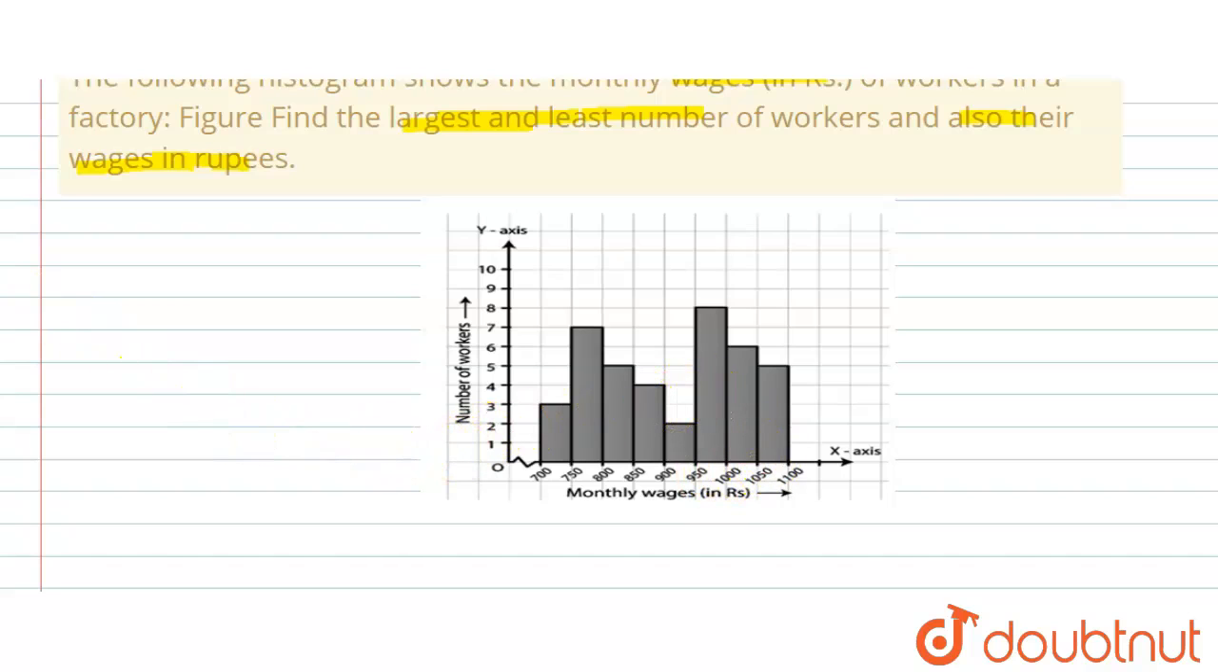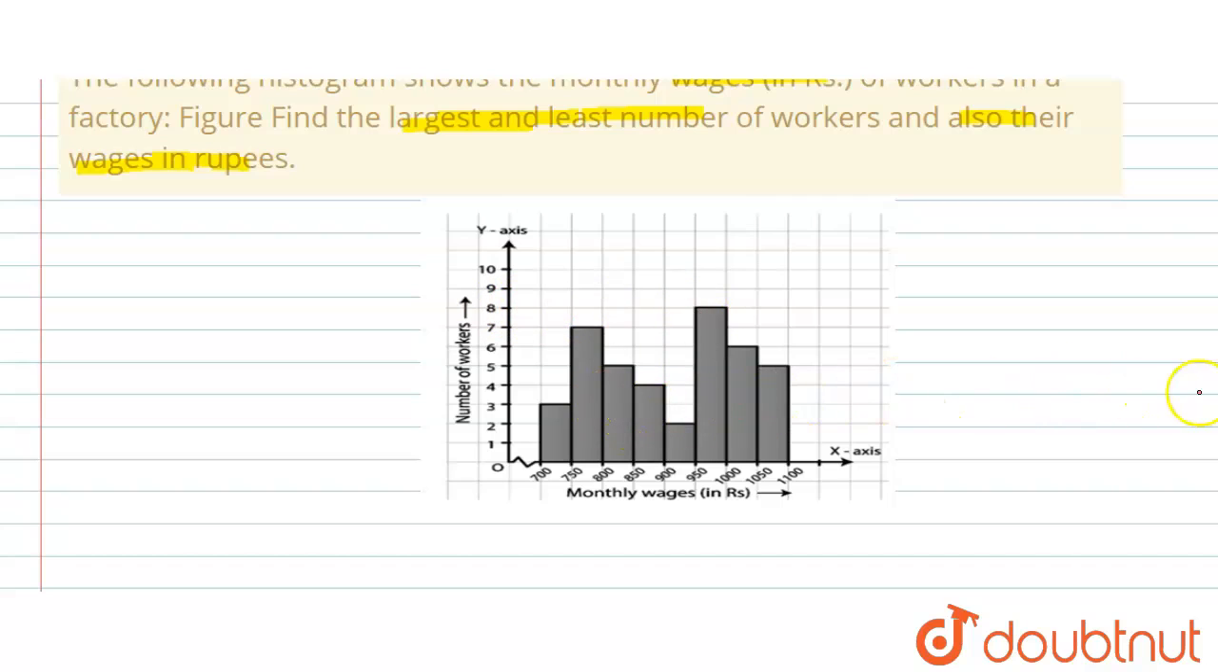Okay, so first of all, my dear students, we will find the largest number of workers. So we will check this rectangle. This is a histogram which is in the shape of rectangles. So we will check where the size of a rectangle, or we can say the height of the rectangle, will be greater. That means the height of the rectangle will be highest. Okay, so here you can see that this is the highest rectangle, so it shows the highest number of workers. So here the highest number of workers, that is 8. We will check the corresponding workers, which is 8.